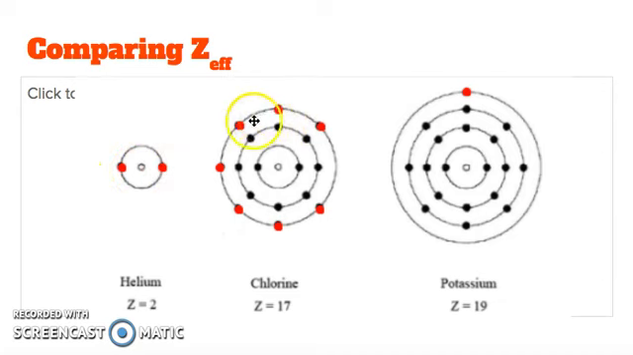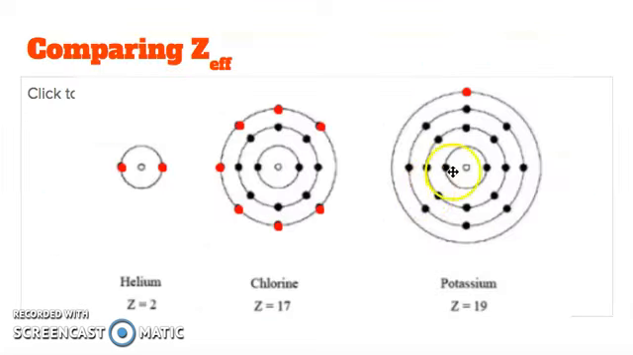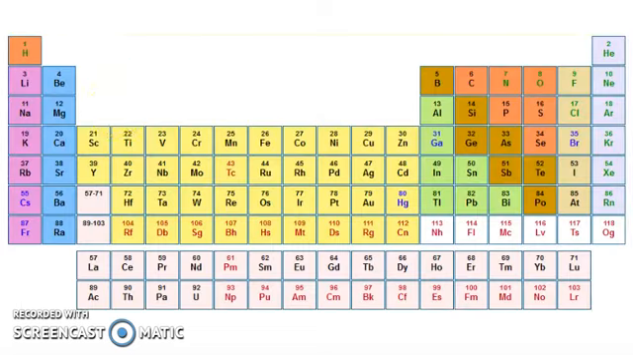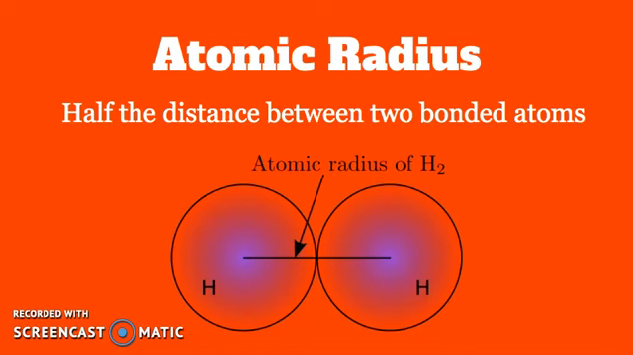Chlorine will have 1, 2, 3, 4, 5, 6, 7 because it is almost a noble gas. It'll have 7. And for example, potassium, which is in group 1 right over here, will have only 1 in its outer shell. So it is important to consider that the more electrons there are in the outer shell, the more attracted they are to the nucleus.